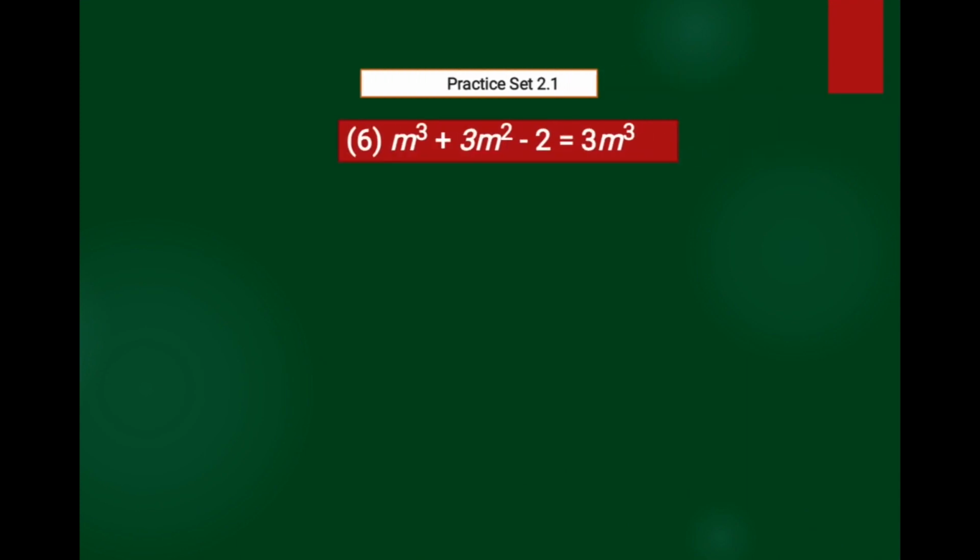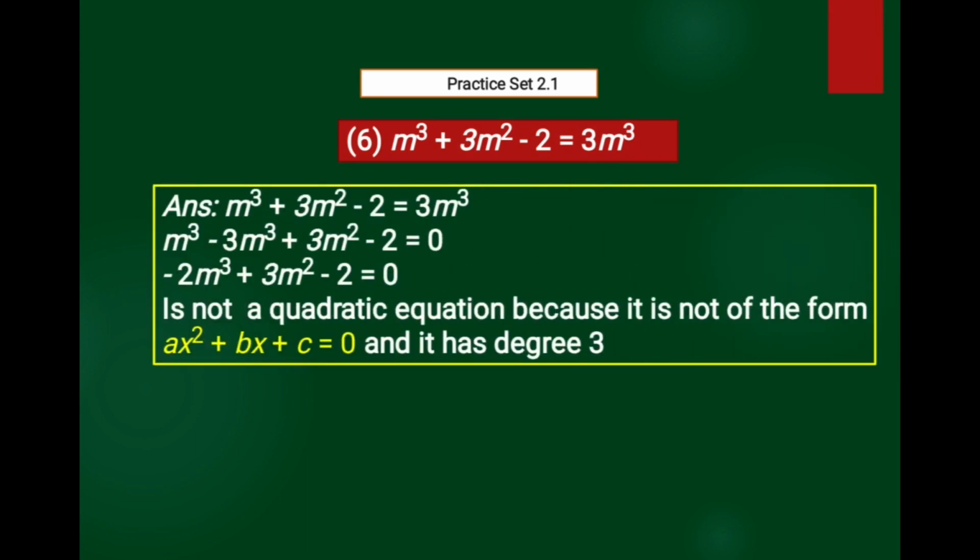Now see next. Here the equation is m cube plus 3m square minus 2 equals to 3m square. So we have to simplify it first. So we transfer this 3m square to the left hand side, and we get m cube minus 3m cube plus 3m square minus 2 equals to 0. So m cube minus 3m cube we get minus 2m cube.